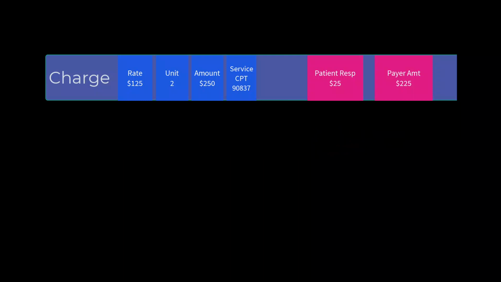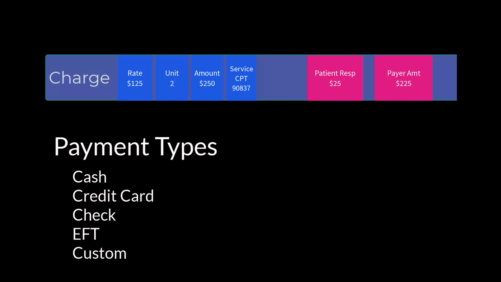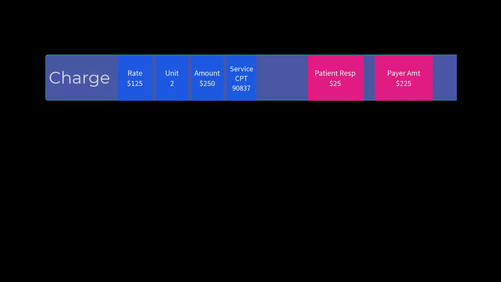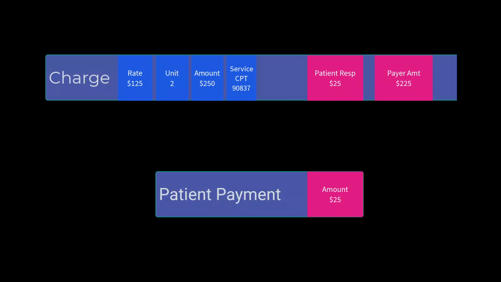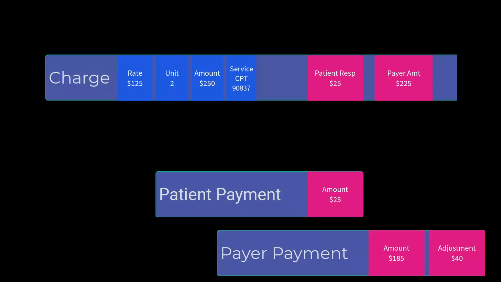Payments record the collections of monies, and these could be in the form of credit card payments, electronic transfers, checks, etc. A payment will come from one of two sources. It will either be a patient payment coming from the patient, or it will be a payer payment coming from the payer. In Psykdesk, you indicate what charge a payment is for by allocating that payment to a particular charge.